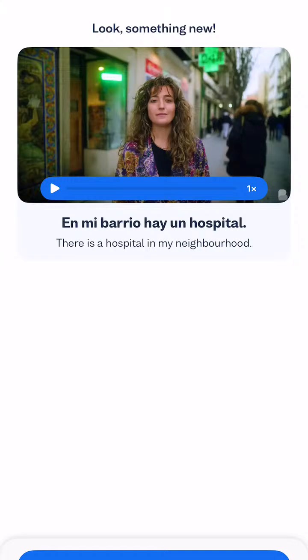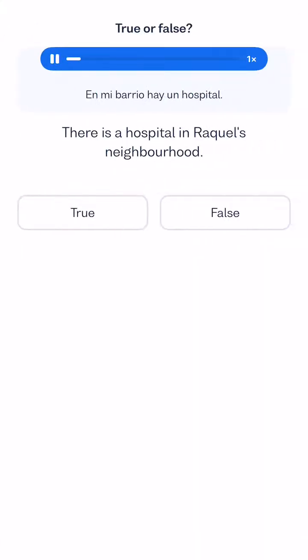There's a hospital in my neighborhood. Okay. En mi barrio hay un hospital.